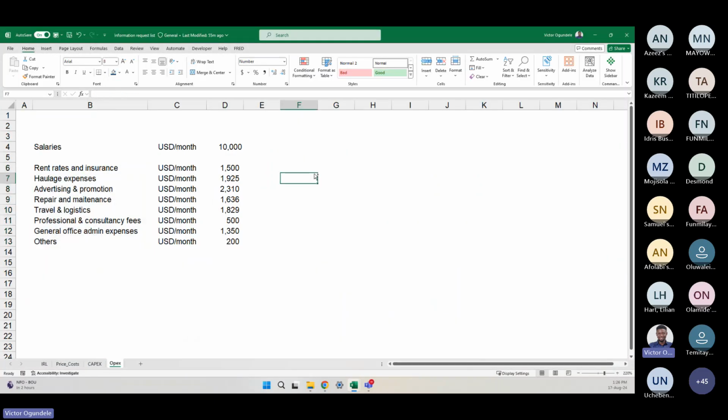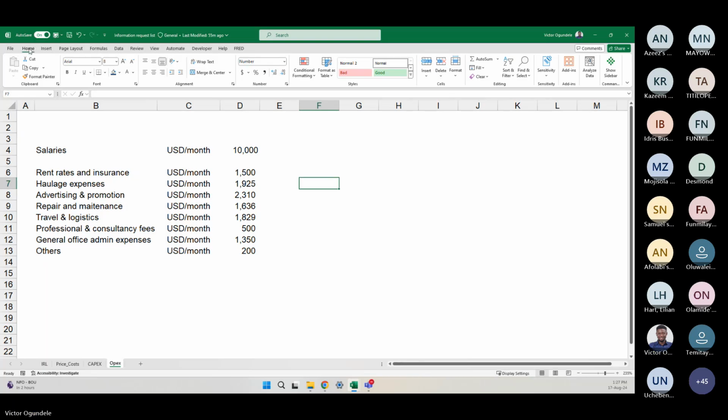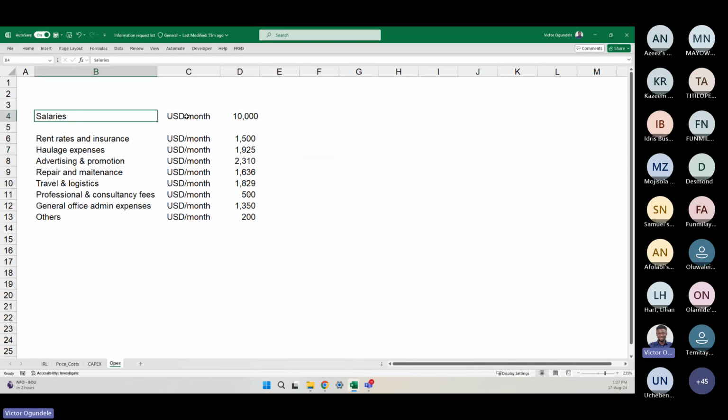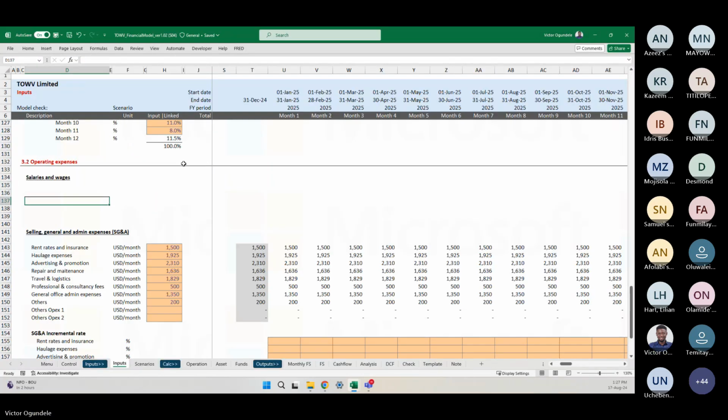Now, in this kind of scenario, where the management only provided their expected average monthly salary without giving us the details of number of staff, the average amount that they will be paying each of them on a monthly basis makes it very, very difficult. But remember that we are building an operational model.